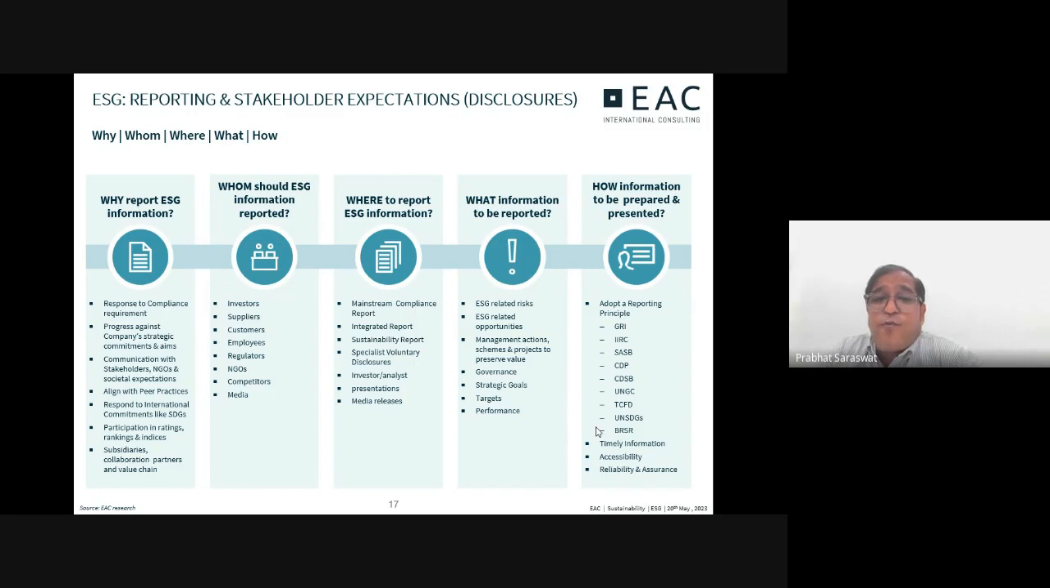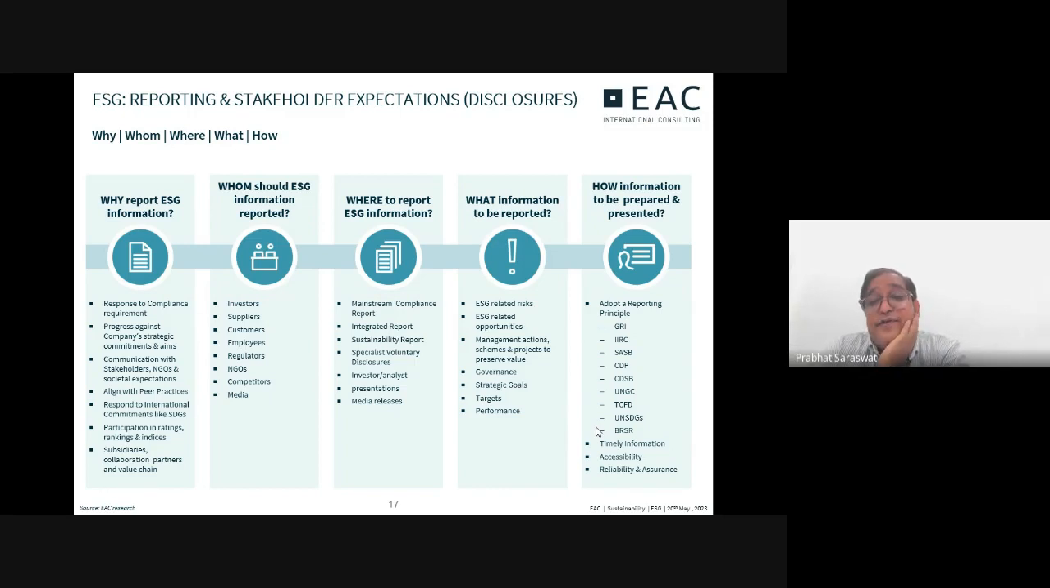So what information is to be reported basically? ESG related risks. These are the information we need to disclose. And what are the opportunities basically? So the risk and opportunity both need to be disclosed. Management actions, schemes, and projects to preserve value, governance, strategic goals, targets, and performance.